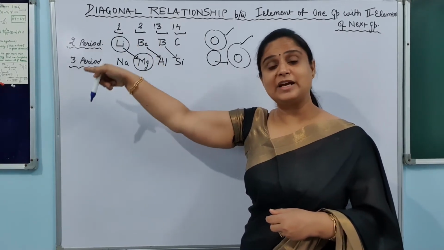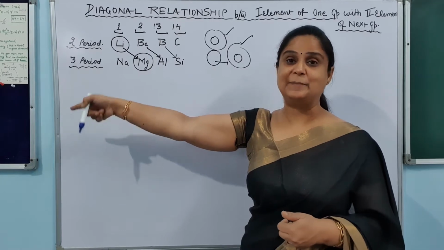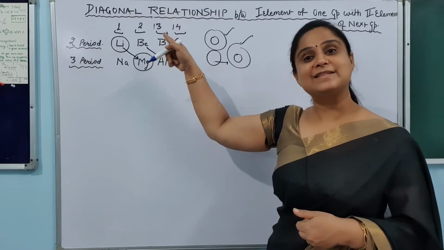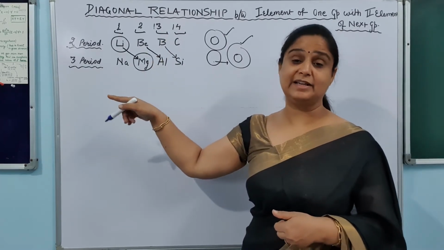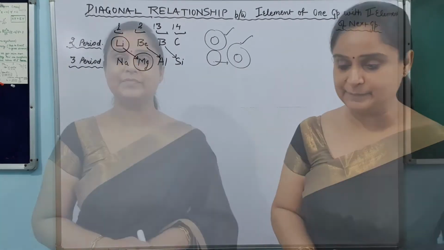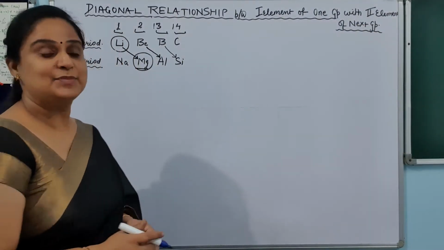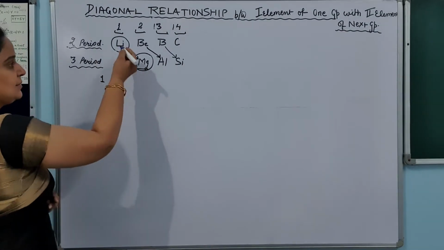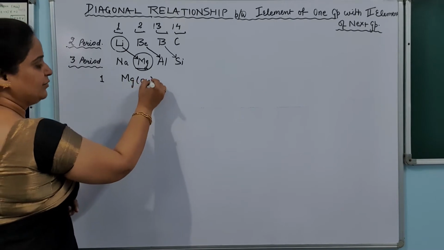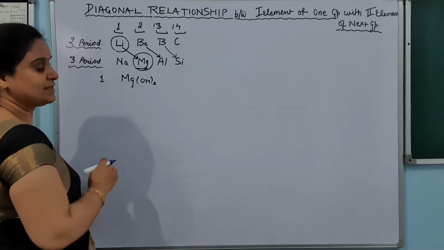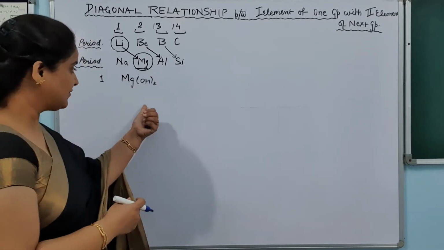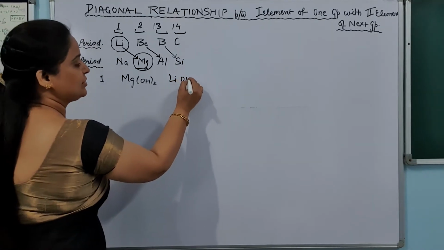Lithium is not showing similarity with the elements of its own group, but it is showing similarity with the element from the second group. We will understand in what properties it is similar to magnesium. Okay, let's see the first point of similarity between lithium and magnesium. Magnesium hydroxide, we know, is a weak base. It is very famous by the name milk of magnesia, and we use it as an antacid. Same way, lithium hydroxide is also a weak base.